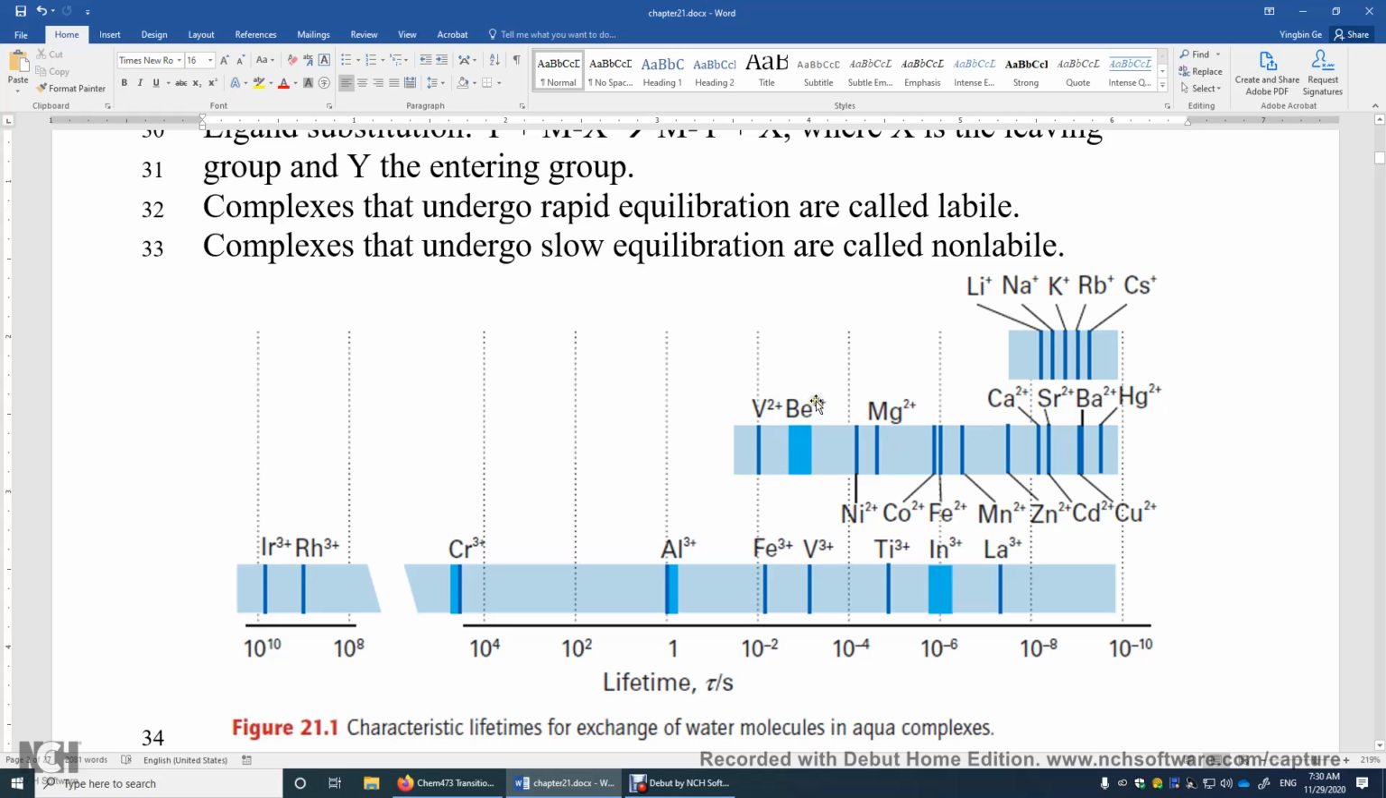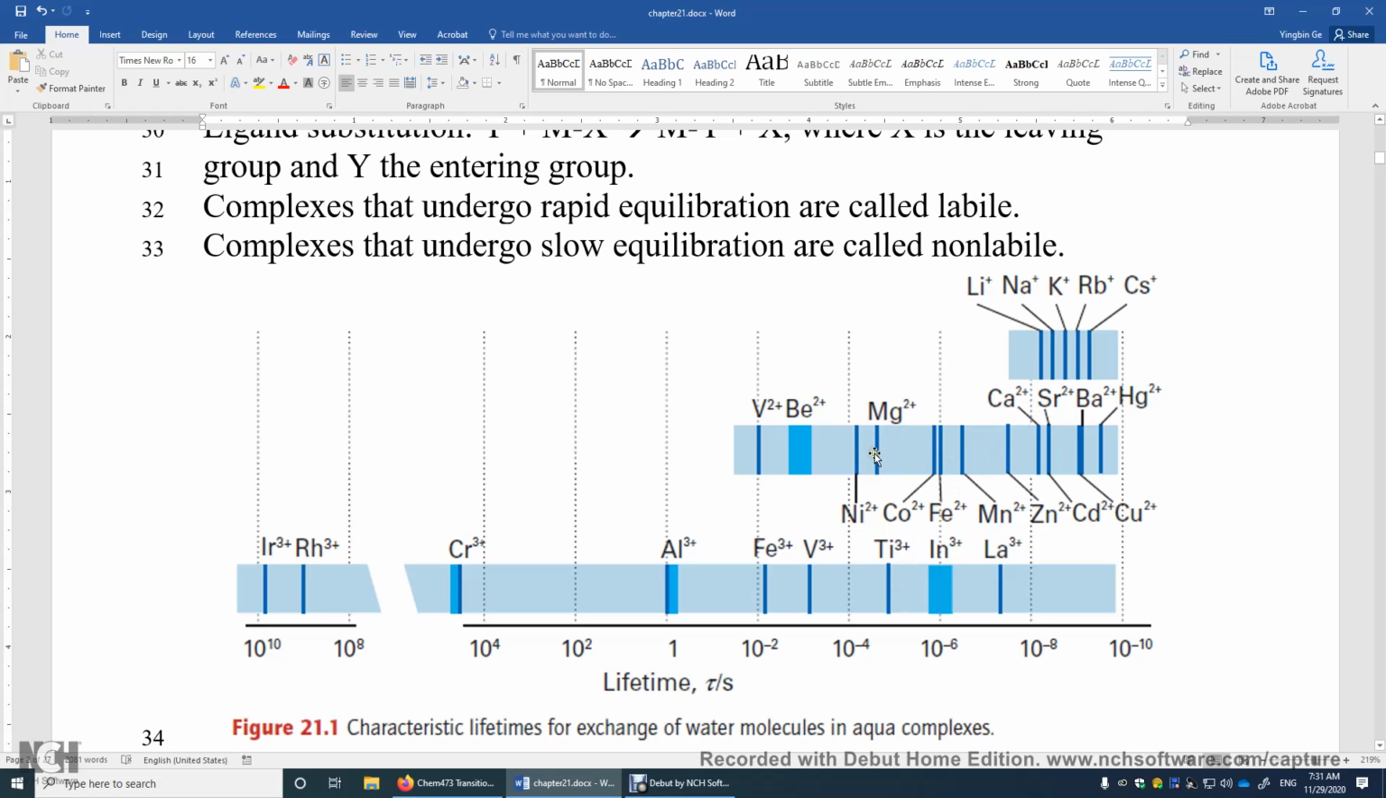However, this beryllium 2+ has a longer lifetime than others. The only reason is this beryllium 2+ has a much smaller ionic radius than magnesium 2+, calcium 2+, strontium 2+, and barium 2+. And because of the small ionic radius, the electrostatic attraction between beryllium 2+ and water molecules is larger than all other ions in the same column. And also that's why magnesium 2+ also has a longer lifetime than calcium 2+, etc.